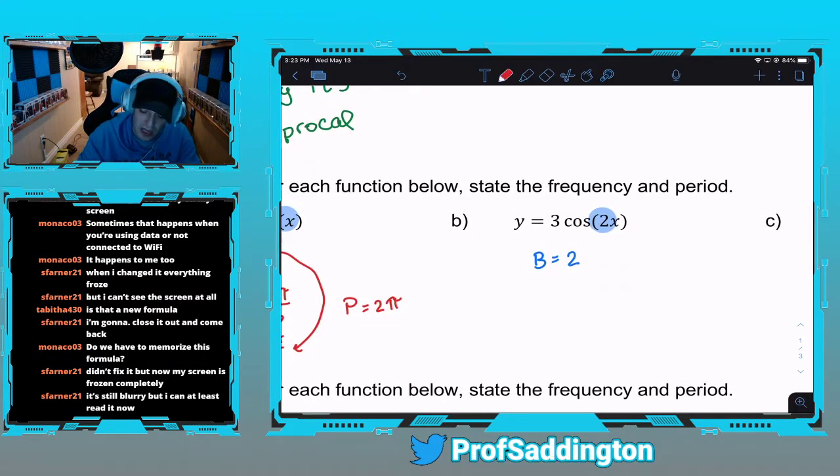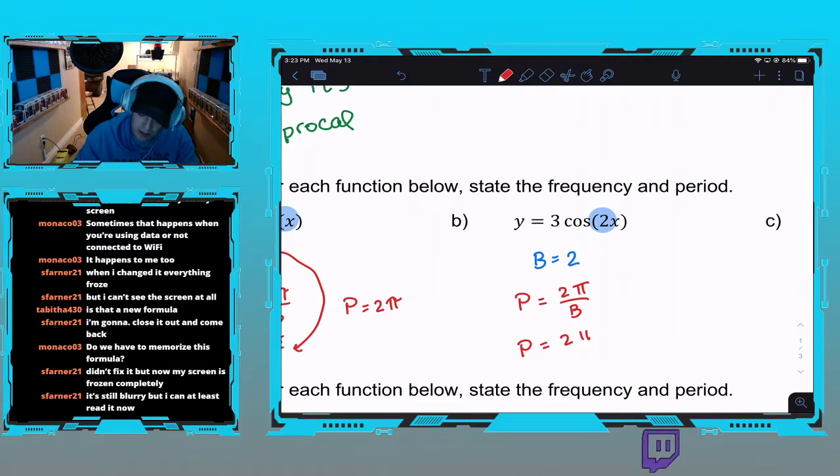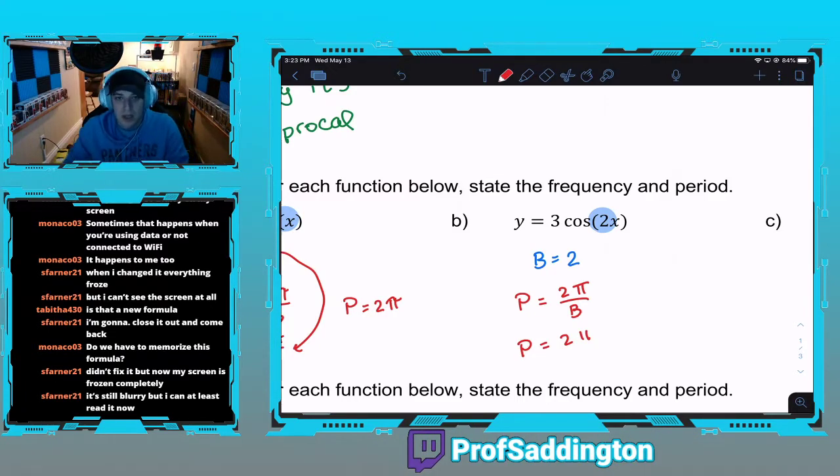So I'm going to do the same thing. Now I'm going to do the period formula. This time I'm plugging in the number 2. My iPad froze. Give it a second.